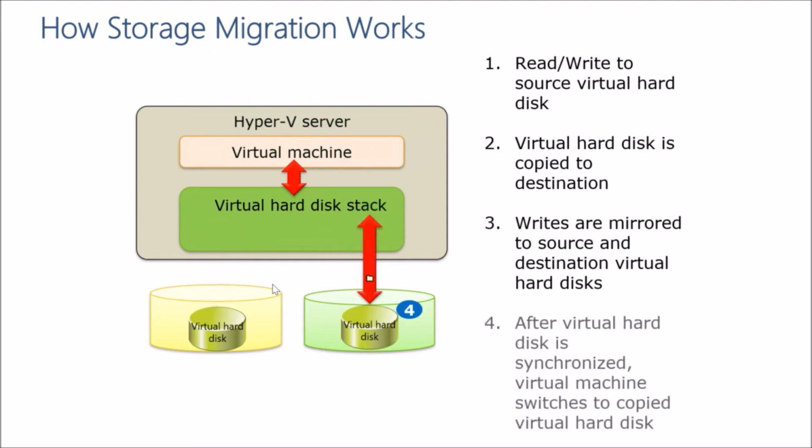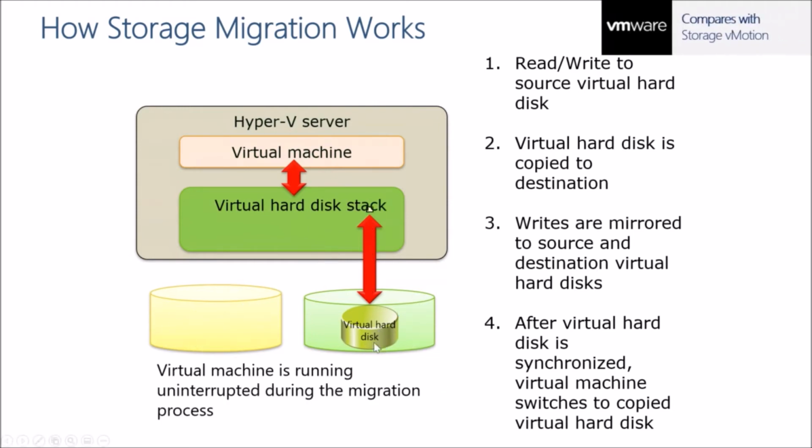But once it's achieved, it simply switches over. It switches from this copy of the virtual hard disk on SAN 1 to this virtual hard disk on SAN 2. Basically, the virtual machine never went offline. It's still using the virtual hard disk stack, but it's now pointing to another location rather than the first location. And you have two copies. Then the first one gets deleted, and now you've migrated.